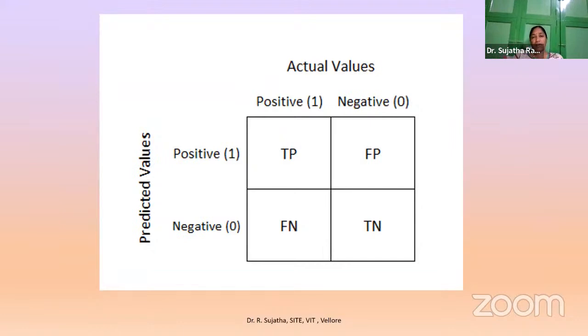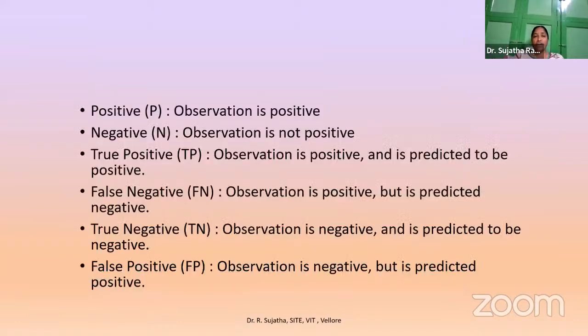So that's a matrix between the predicted values and the actual values, where TP stands for true positive, FP stands for false positive, FN stands for false negative, and TN stands for true negative. I am leaving this to you: true positive is when the observation is positive and predicted to be positive, perfect. False negative is when the observation is positive but is predicted as negative.